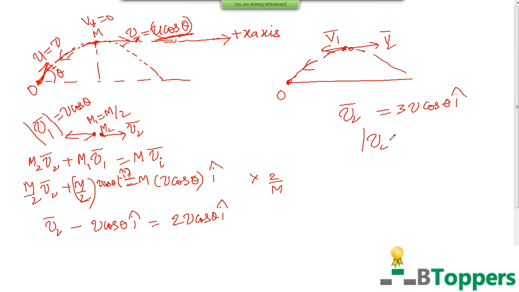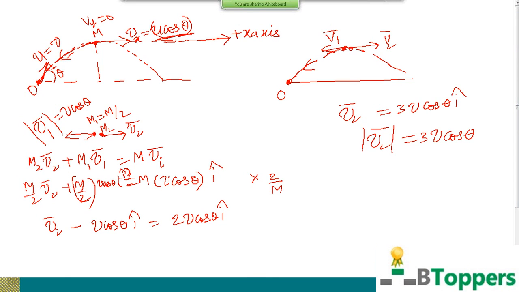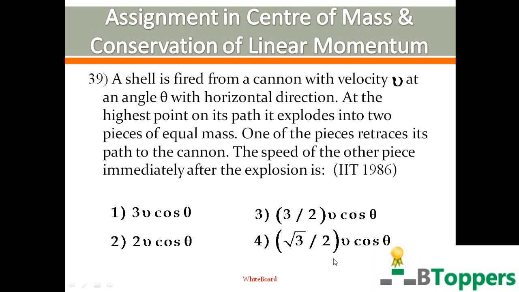So magnitude of velocity of second part just after explosion will be equal to 3v cos theta. In case you are given numerical value of theta, you can substitute that. If you want to copy the solution of the problem, you can take a pause and copy the solution of the problem. So for question number 39, first option is the answer.